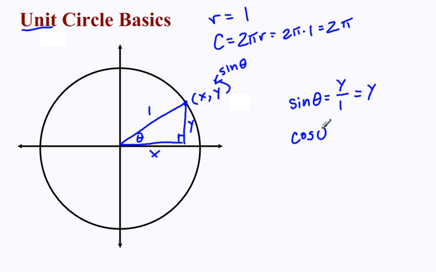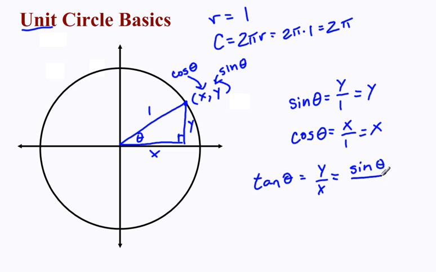Cosine of theta, we know, is adjacent over hypotenuse. Here's our adjacent side x. Our hypotenuse is 1 again. x over 1 equals x. That means that the x coordinate is the same thing as the cosine of theta. And then finally, tangent of theta is opposite over adjacent. y is our opposite side. x is our adjacent. So we have y over x. And we know y from up above is the sine of theta. x is the cosine of theta, and we get a relationship that we studied in pre-calculus as well, that the tangent of theta equals sine theta over cosine theta.